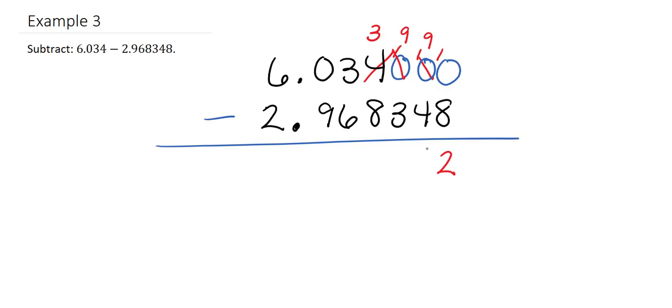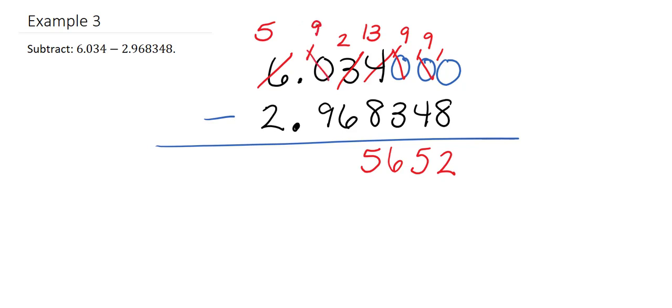9 minus 4 is 5. 9 minus 3 is 6. And now 3 minus 8 can't be done, so let's go ahead and borrow from this 3. So that becomes a 2. And now we have 13, because 10 plus 3, 13 minus 8 is 5. Now 2 minus 6 can't be done, so we need to go ahead and borrow. And we can't borrow from this 0, right, because it's just 0. So we need to go all the way to the 1 spot. Make this a 5, make this a 10, which we borrow from.